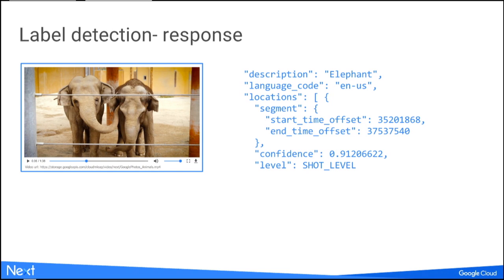We tell you first the level, whether it's a video-level entity, meaning this entity is defined by what the video is about, or whether it occurs at a certain shot, in which case we tell you the start and end time, or if you want a frame-level entity, we'll tell you it occurs at a certain frame.